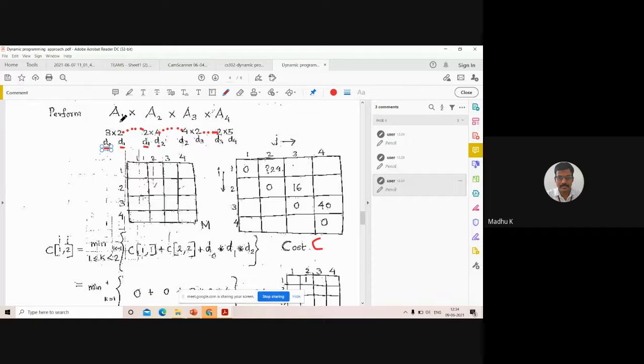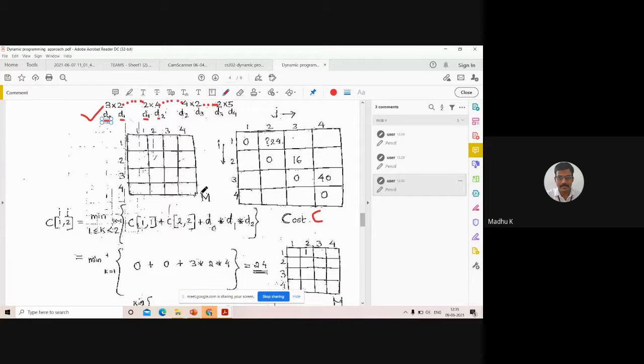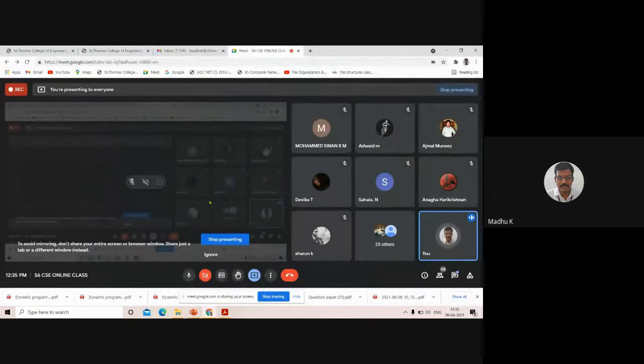There are four matrices and the dimensions are given. Then what you want to do is assign a dimension variable to each dimension, starting from D0. D0, D1, these two are the same, then D1, D2, D2, D3, D3, D4. In this way, we assign the dimension variables. Then there are two matrices, one is M and another is C.